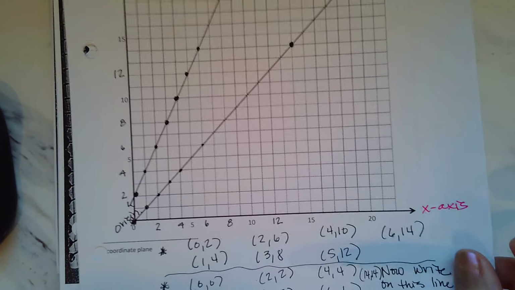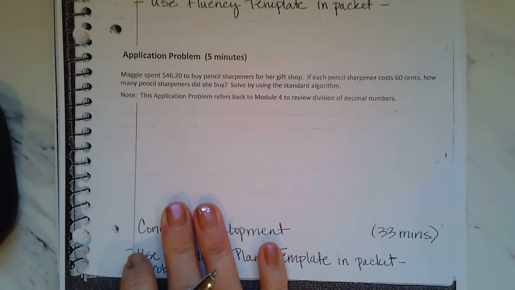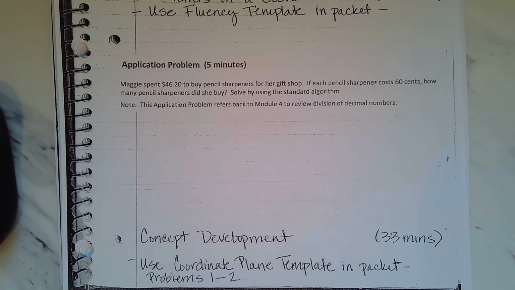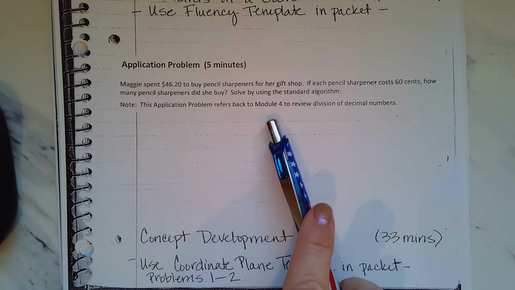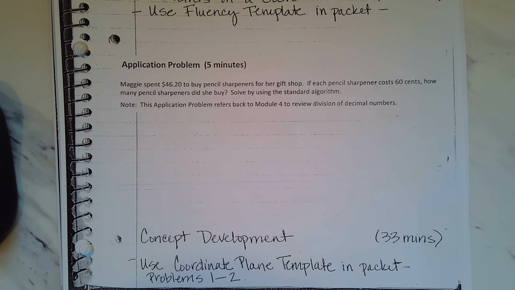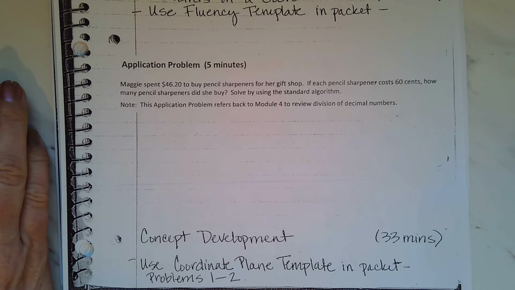Now we're going to jump back to our packet and we're going to do our application problem. Maggie spent $46.20 to buy pencil sharpeners for her gift shop. If each pencil sharpener cost 60 cents, how many pencil sharpeners did she buy? Solve by using the standard algorithm. So this goes back to Module 4. So this problem is a review of Module 4. Go ahead and solve and come back and check your work.